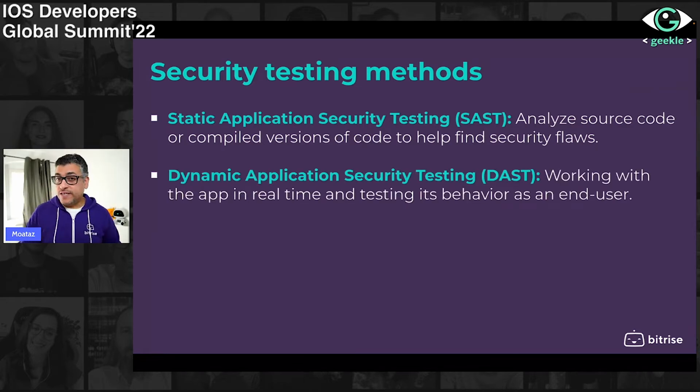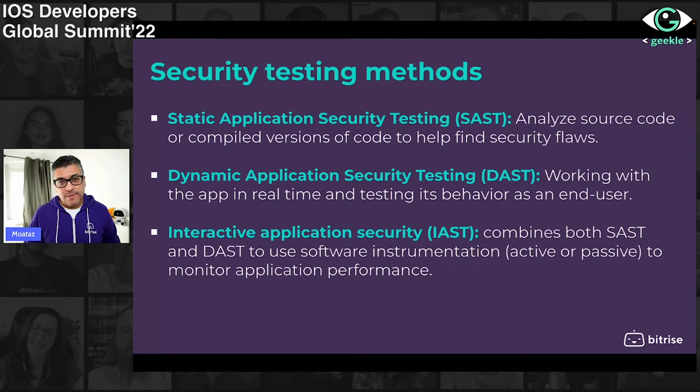Maybe you are using hard-coded values inside your code, which is also a problem from the security perspective. Next is dynamic application security testing, which requires installing and running the application on a device, simulating a real user opening the application and testing it from the security perspective, not functional testing. So dynamic here means working with the app in real time and testing its behavior as an end user.